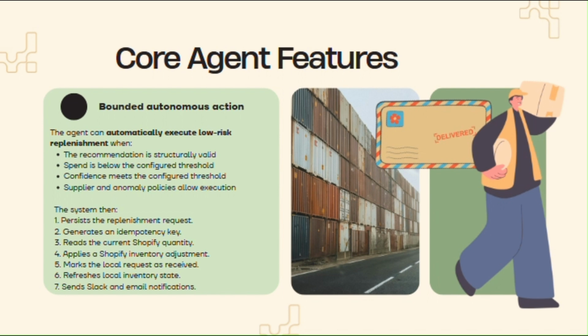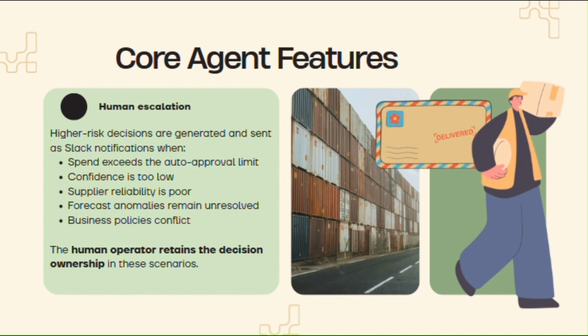With the recommendation, if approved, then bounded autonomous action will be taken. The agent can automatically execute low-risk replenishment, especially when the confidence level is high, the spend is below threshold, amongst other success criteria. Then the system will persist the replenishment request, and it will be reflected live, and there will be a Slack notification. In the case where higher-risk decisions are generated, that's when human escalation comes about. So the human operator will retain the decision ownership in this situation.